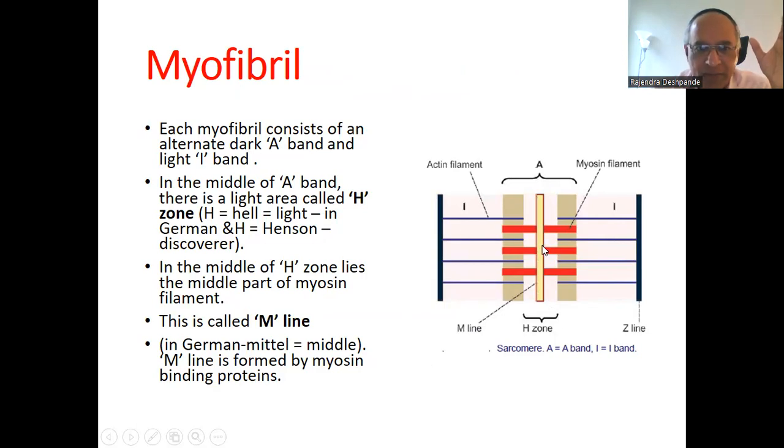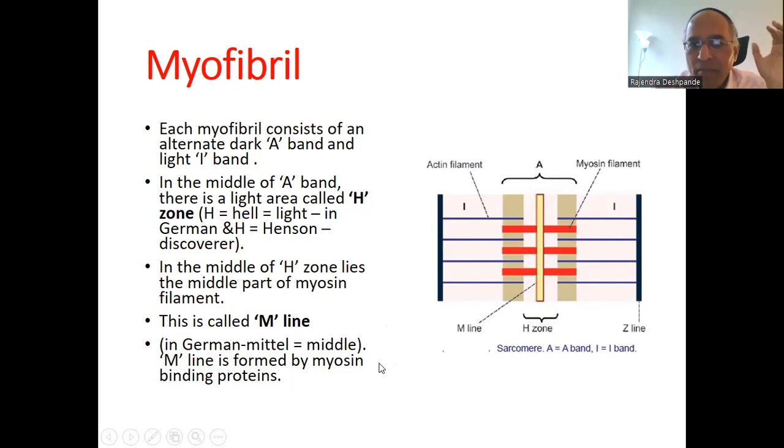Again, this is pink in color. What is H? H is a German word. The meaning of H is hell. It is not English. Hell means light. This is the German language. And H is also given the name because of the discoverer, that is Hensen, who found out this particular research. Okay. In the middle of the H zone lies the middle part of the myosin filament, which is called M. Here you can see the M line. This is the central part of the H zone. In German, Mittel means middle. Mittel means middle.